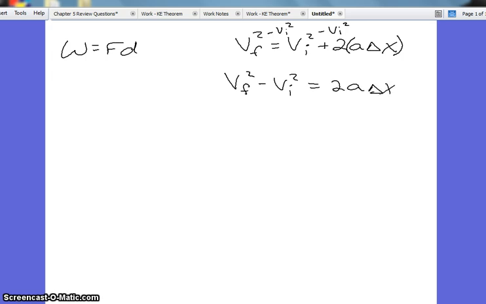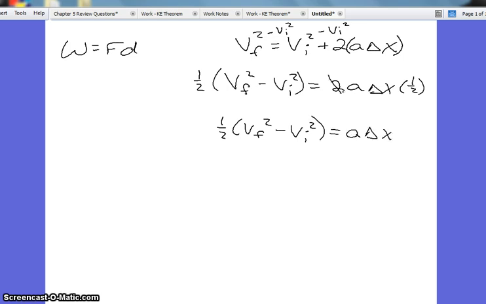Now to get rid of this 2, we divide by 2, which is the same as multiplying by 1/2. So I'm going to multiply each side by 1/2. And then we have 1/2 times (vf squared minus vi squared) is equal to the acceleration times the displacement. They cancel out over here.